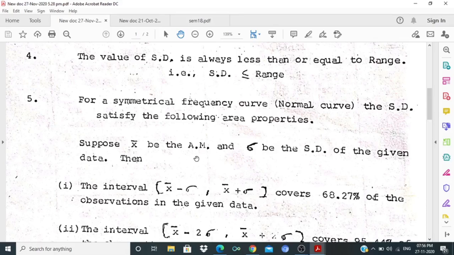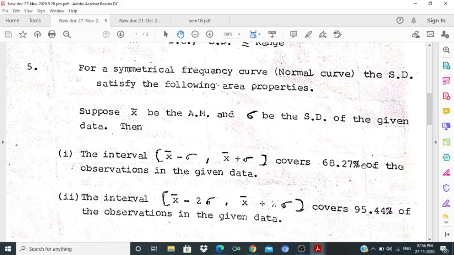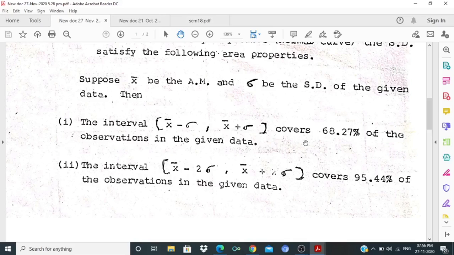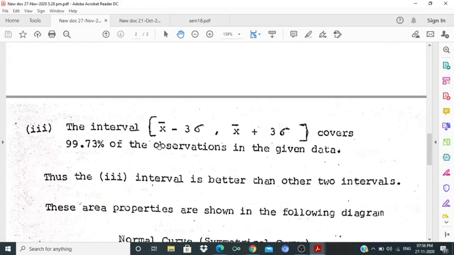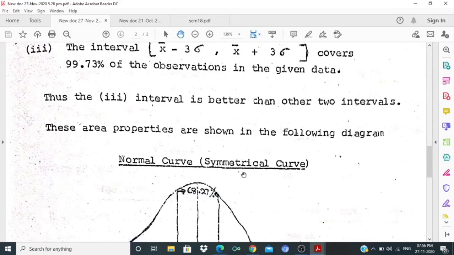Suppose x bar is the mean and sigma is the standard deviation, then 68.27% of the area is covered under x bar plus or minus sigma. Similarly, 95.44% of the area is covered by x bar plus or minus 2 sigma. Similarly, x bar plus or minus 3 sigma covers 99.73% of the observations in the given data.